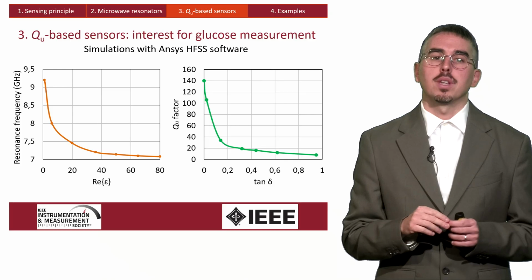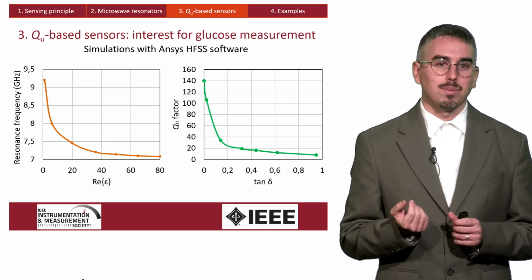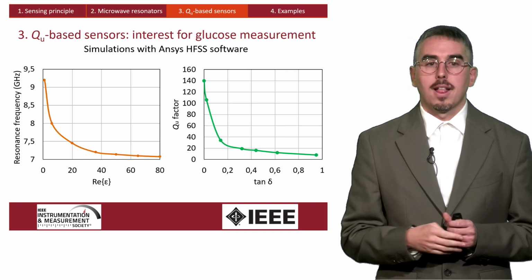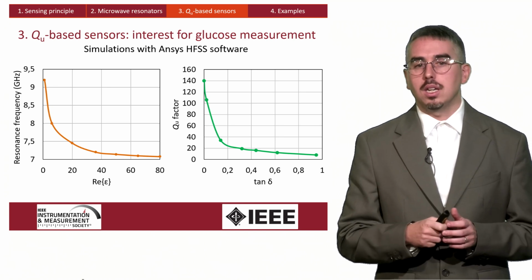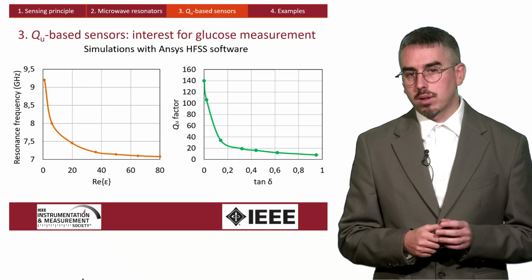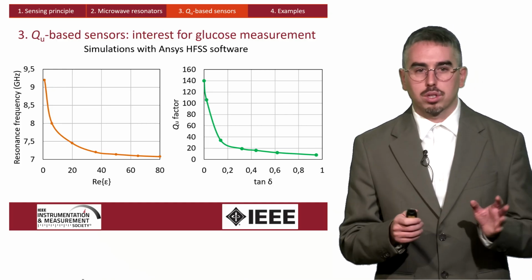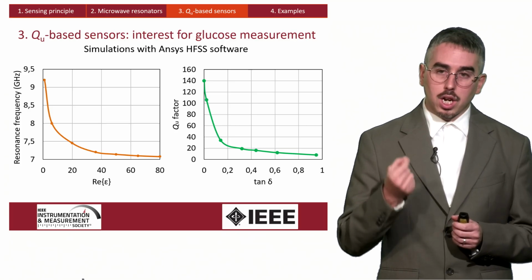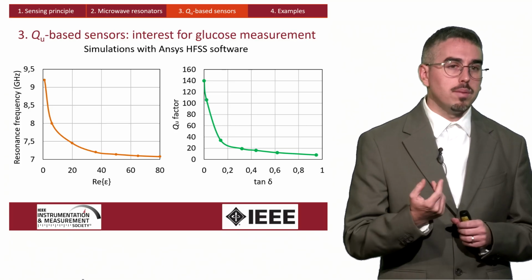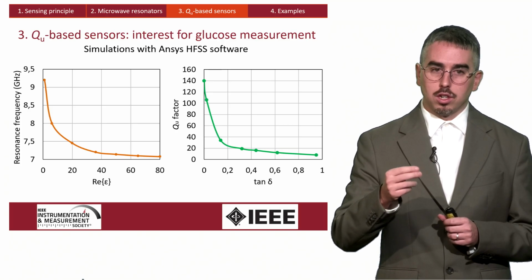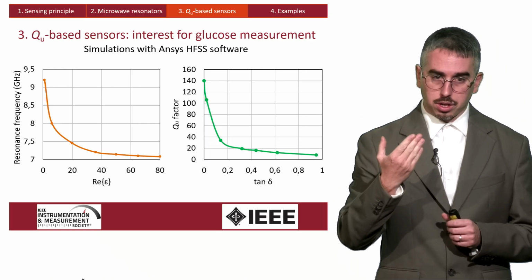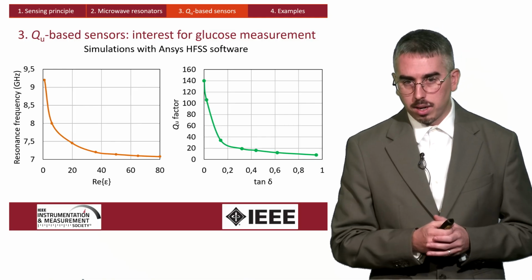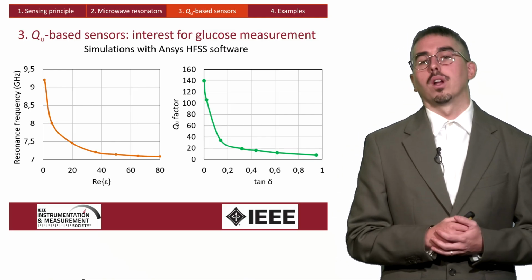In both cases, we can easily identify interesting measurement regions in which we have a very sharp slope of the curve, which means high sensitivity, which means high resolution, because in these regions, for example, for the resonance frequency, in the regions of values of the real part of the permittivity between 0 and approximately 10, we can say that a very small change in the real part of the permittivity of the sample will be seen as a noticeable, remarkable change in the resonance frequency of our sensor. And a similar behavior we can see for the unloaded quality factor.